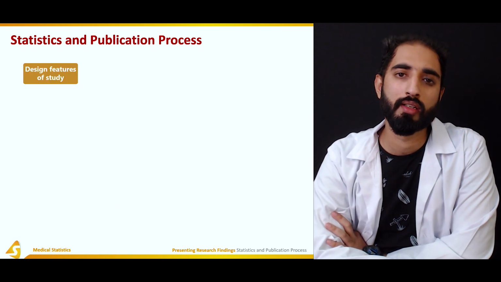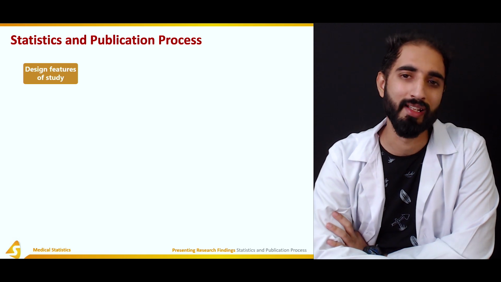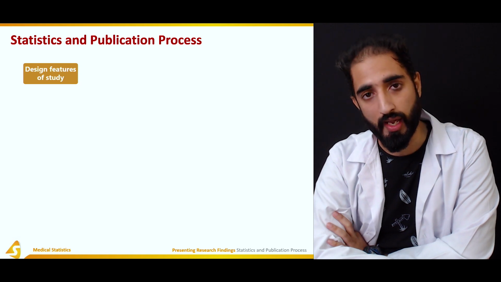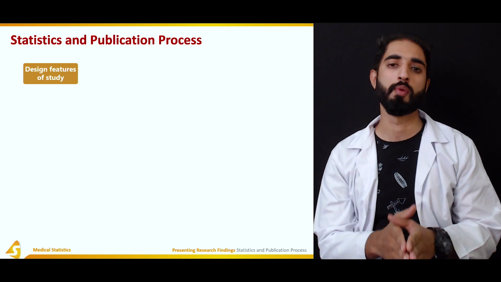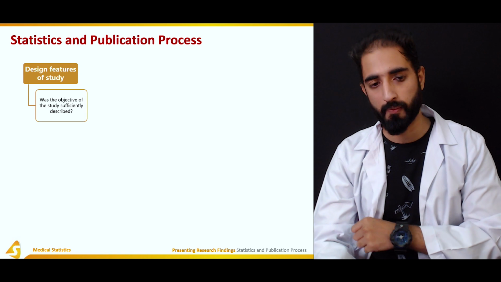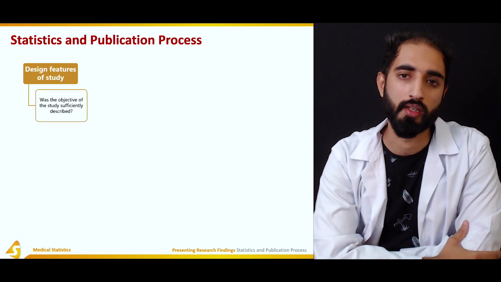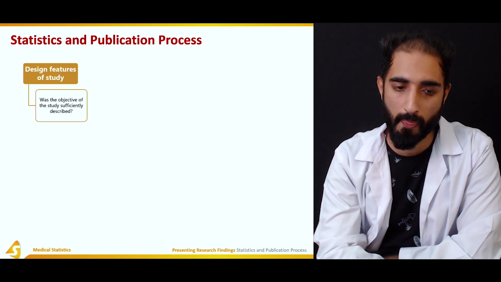Considering the statistics and publication process, what are the things looked into by the statistical reviewers, and what should we keep in view whenever we are preparing our manuscript? First of all are the design features of the study. Was the objective of the study sufficiently described? It should be clearly described at the end of your introduction.